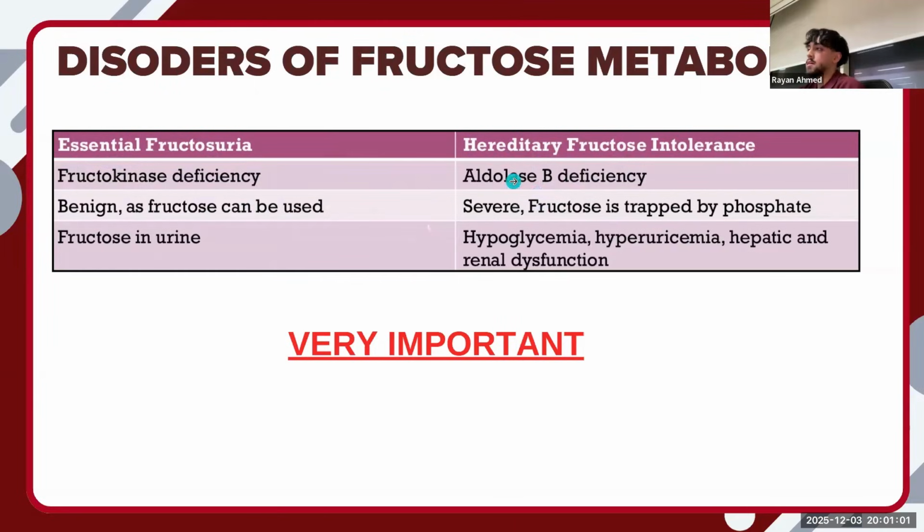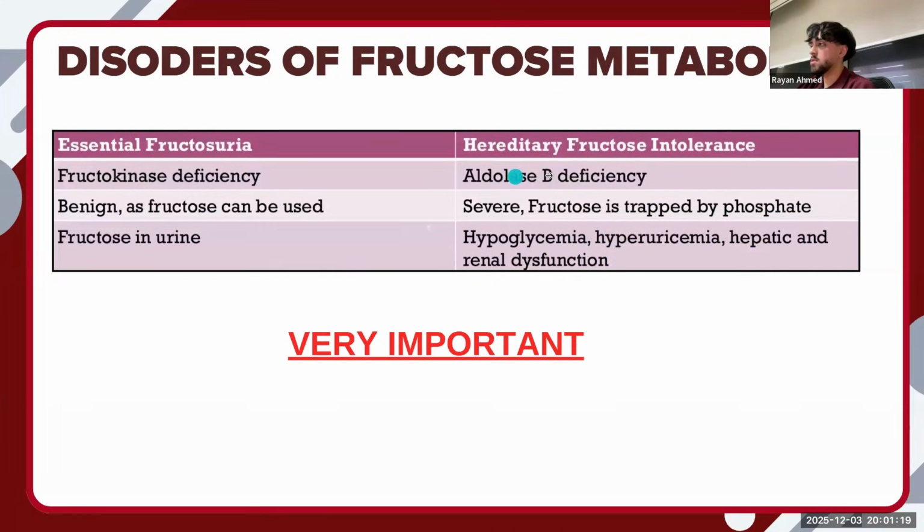So for hereditary fructose intolerance, we have aldolase B deficiency. We have severe fructose trapped by phosphate, and hypoglycemia and hyperuricemia, hepatic, and renal dysfunction.